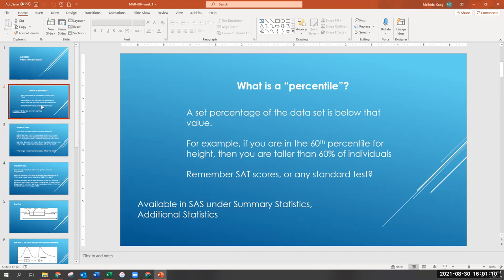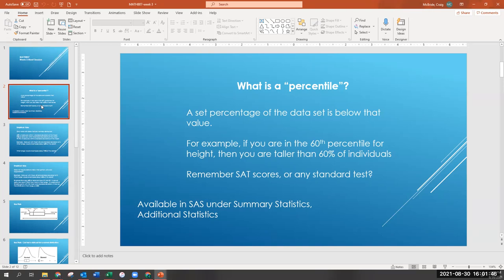So one of the measures of relative standing is a percentile. And we've already seen percentages. You did a homework question where you found, as a probability, how many measurements were going to be above 0.9, and it came out as 28%. Well, that's pretty close to what a percentile is. Instead of a raw probability, it's looking at what percentage of your data is below that value.